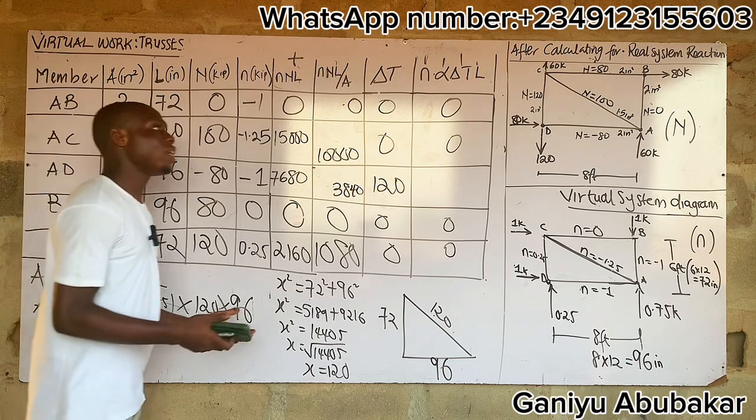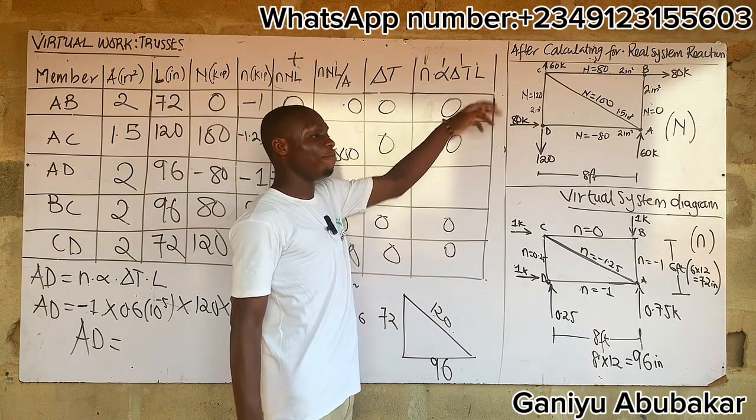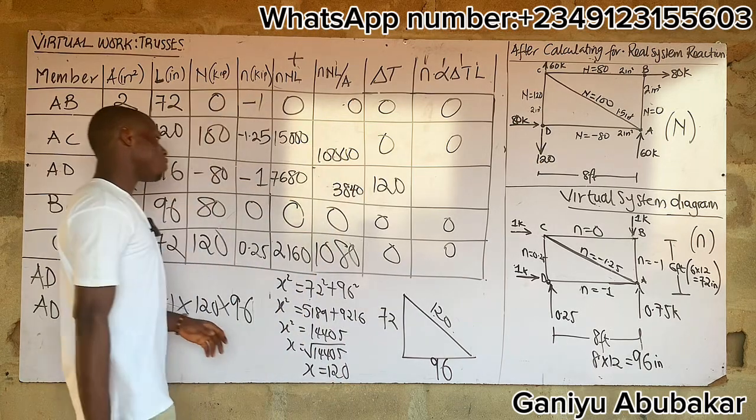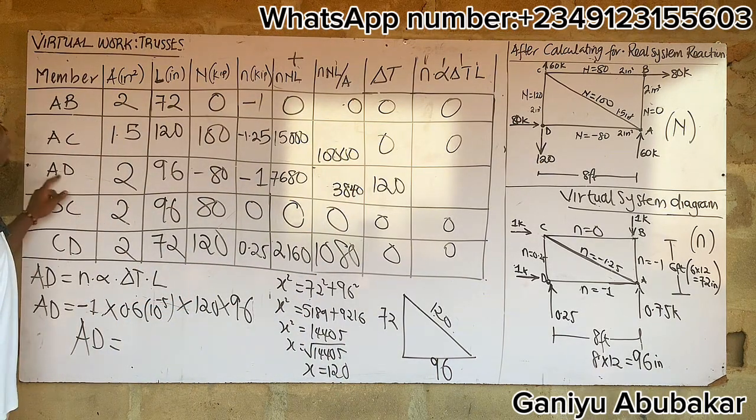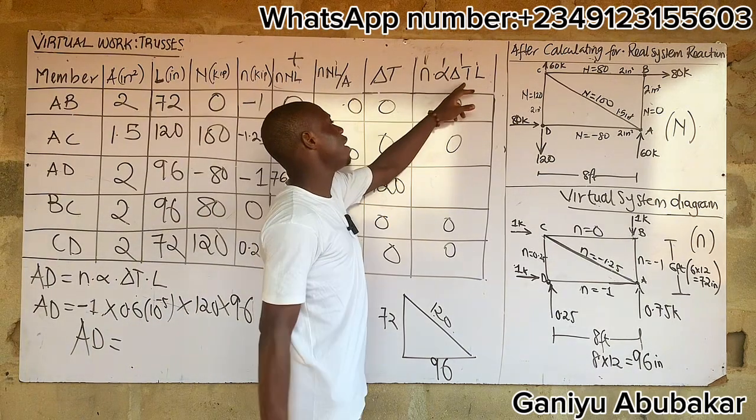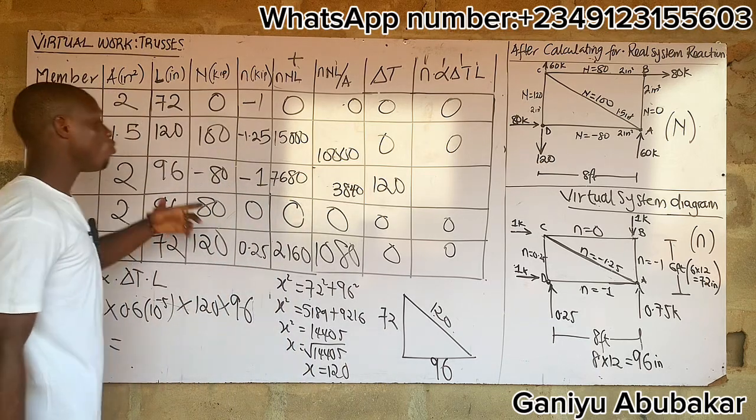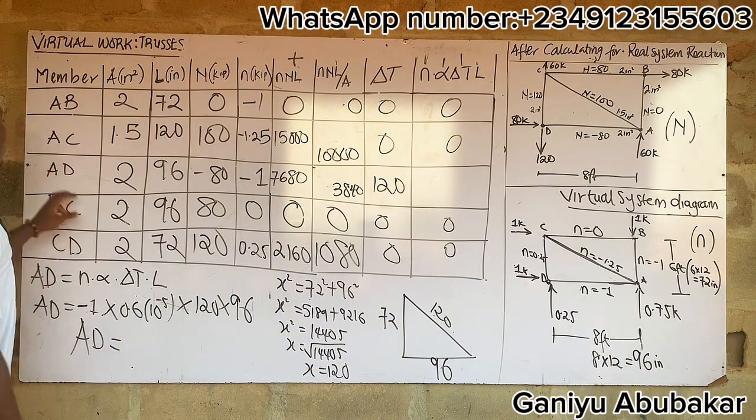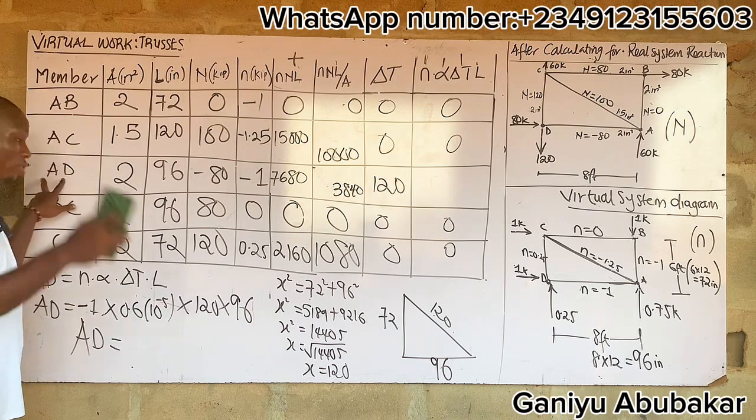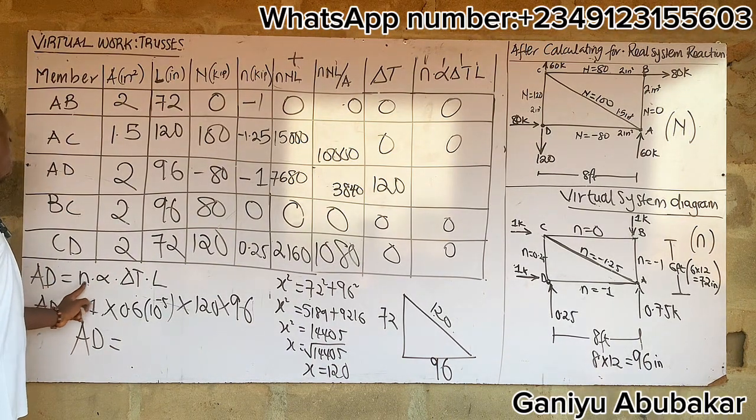We said at this point now, let's get the n dot alpha dot change in T L value. We can only do that at only one section, at member AD. Why? Because I'm not given change in T and alpha value for the other members. I'm looking for only member AD, as shown in the question. So now I pick out AD. I want to get the n dot alpha dot change in T dot L value.